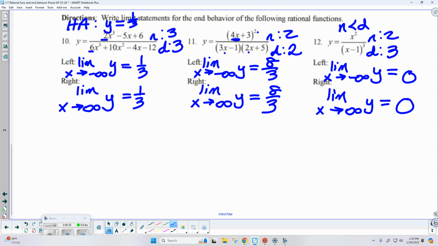Now, this is going to be a good lead-in to what we're going to be doing today as well. But before we go ahead and put this away, were there any other problems on 1.7 that we wanted to take a look at? Yeah, let's look at 16.